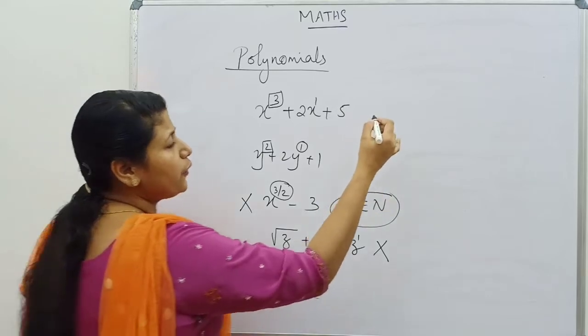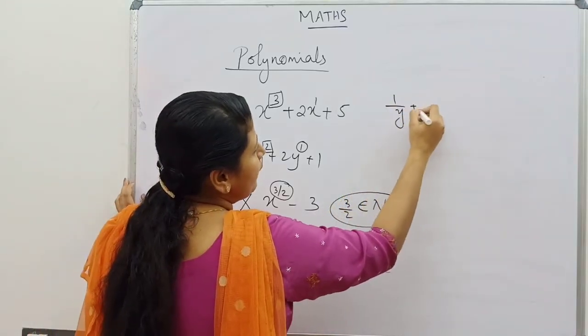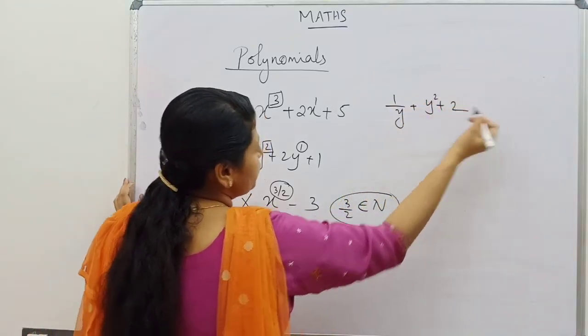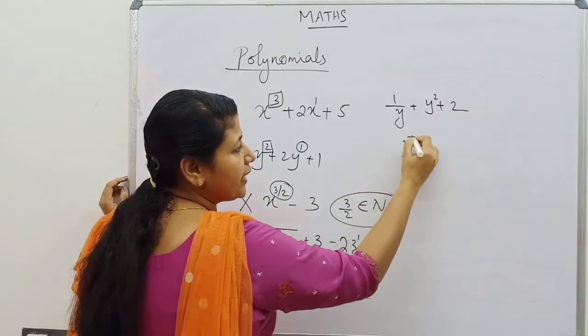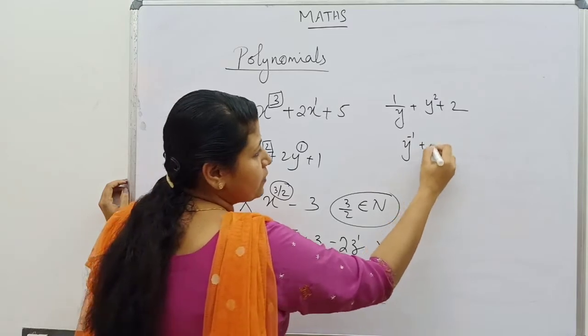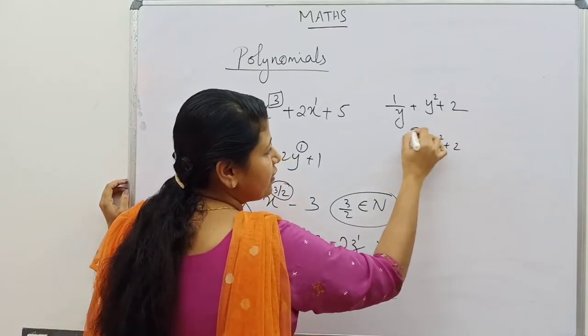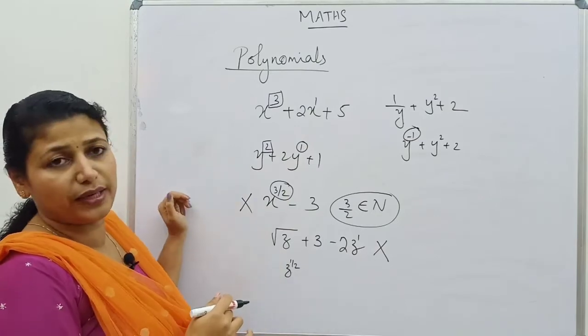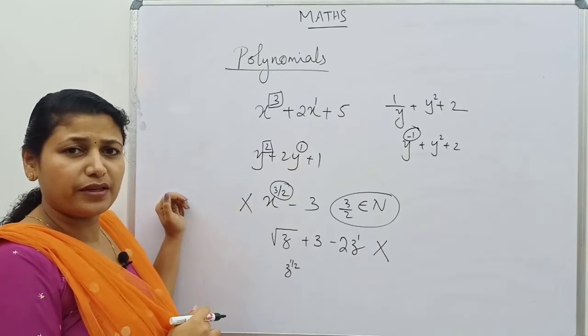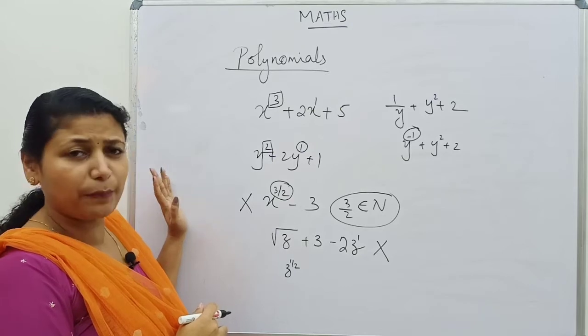Another one. If you have 1 by y plus y square plus 2. What about this? Here 1 by y means y raised to negative 1. Am I right? Plus y square plus 2. Here negative 1 does not belong to the set of natural numbers. So we can say that this is not a polynomial. I think you understood about the polynomials.